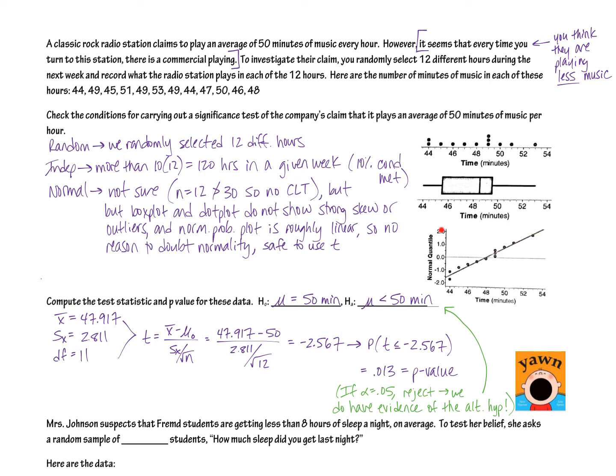Remember that these are z-scores on the y-axis. This is roughly linear, I'd say. So for that reason, no reason to doubt normality. And then remember, what we're going to say is safe to use t. All right, so that was a rundown of the 3 conditions.